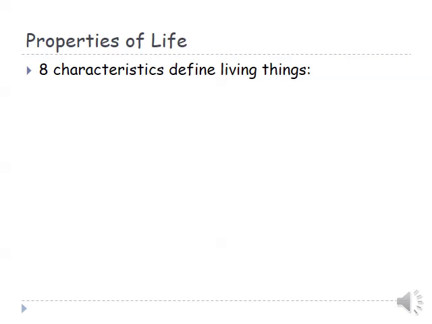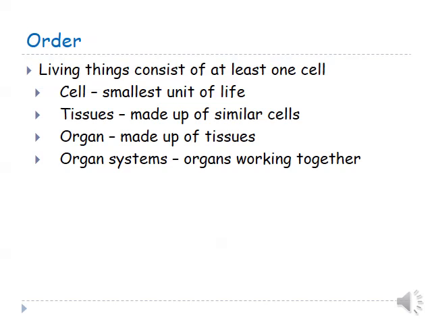There are 8 properties of life. Living things may vary significantly. So a bacteria, which is single-celled, is a living thing. And then you have more complex organisms such as plants and animals. But all of these entities have these same properties of life.